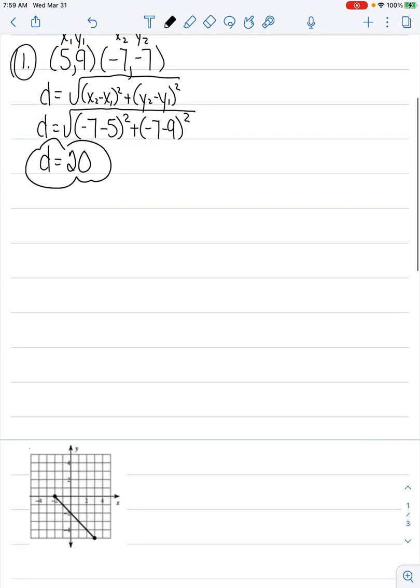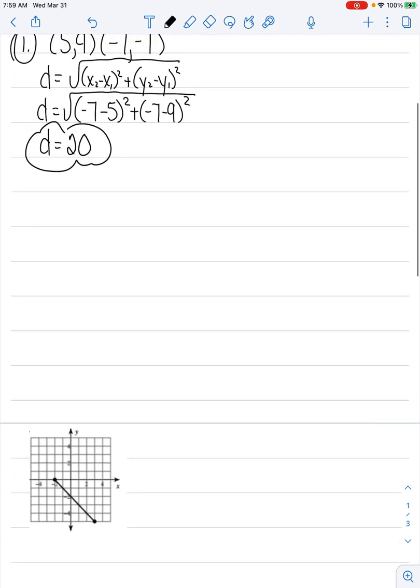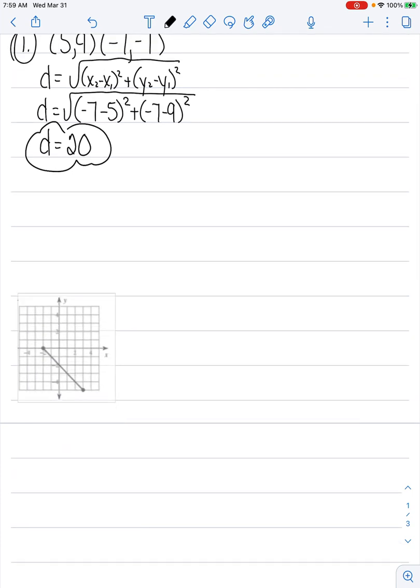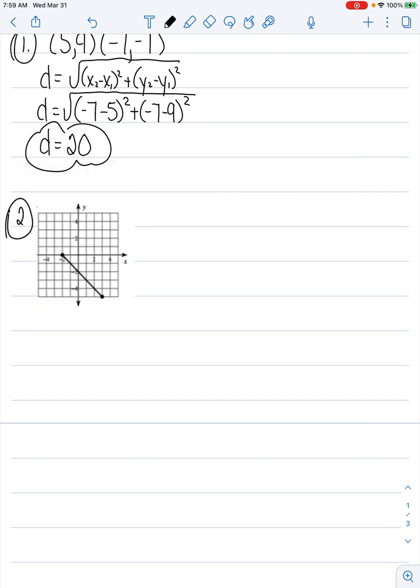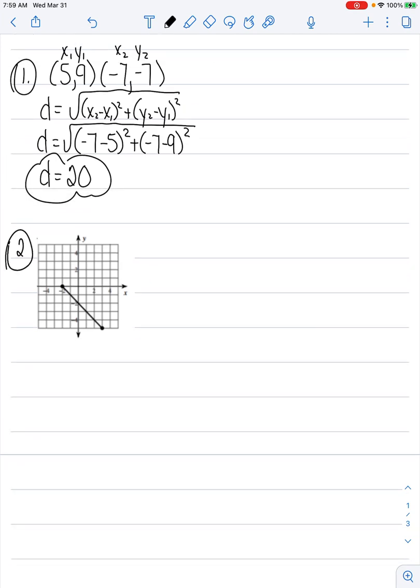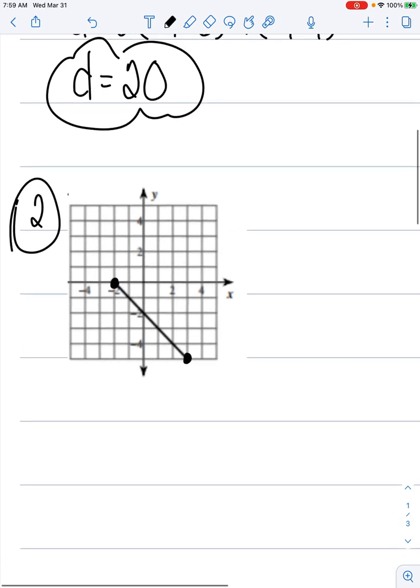Sometimes though, you'll be given the graph. And when you're given the graph, we're going to call this example 2. In your notes, all I want you to do is just sketch this line. Just draw a line. You don't have to draw the coordinate plane or the coordinate grid. So if I want to find the distance between these 2 points, I have to read the 2 points. So let's find our 2 points.